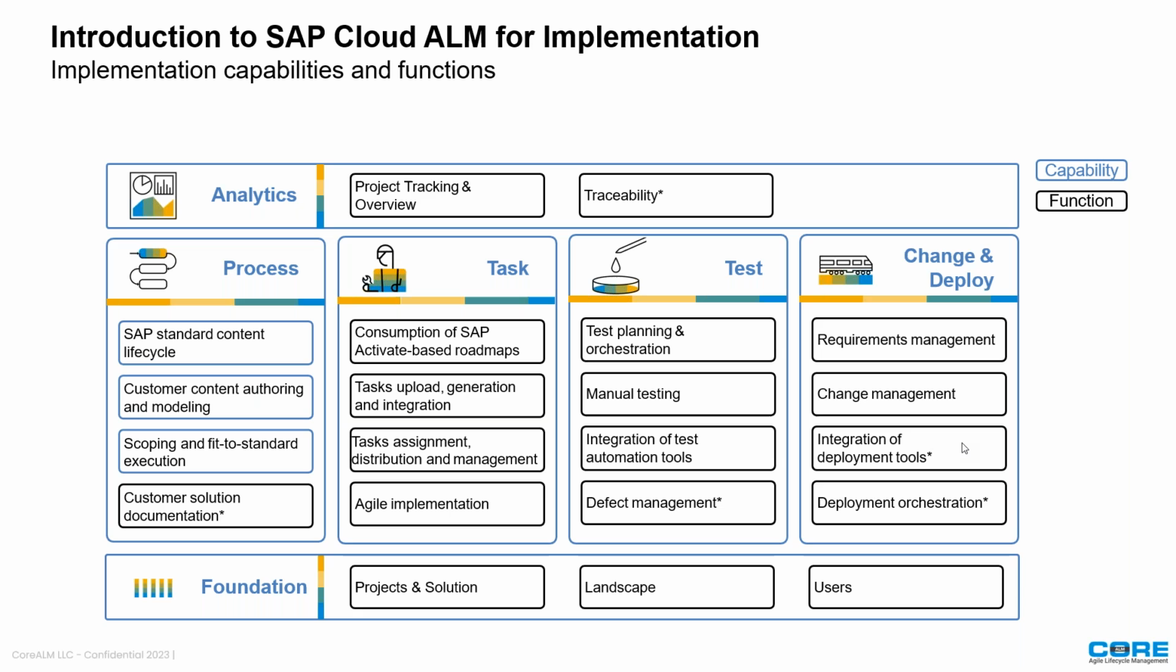On the change and deploy, so based on the requirements and the change management, we will have different transports related directly to the features within Cloud ALM. In this case, we will be able to manage all of the transports and do an orchestration of what transports we are going to deploy into a QA, let's say, or production environment.